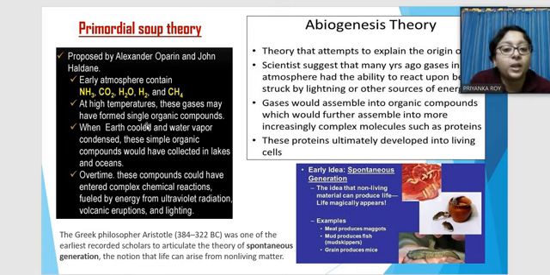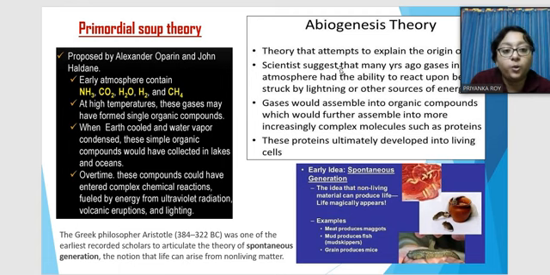So when the earth cooled down and the water vapor condensed, these organic compounds could get collected in the lakes and oceans and other water bodies. They get solubilized in that. Over time, these compounds can form complex compounds by means of chemical reactions, and they can also get energy from lightning or ultraviolet radiation or any kind of natural energy sources. So from here it was assumed that in this primordial soup these reactions take place, and from these complex molecules the protocells or primitive cells can be formed.